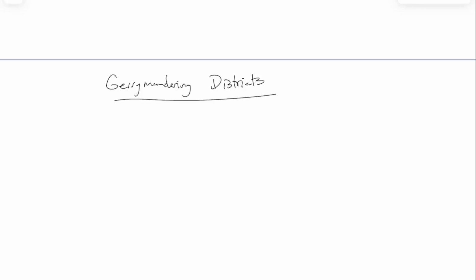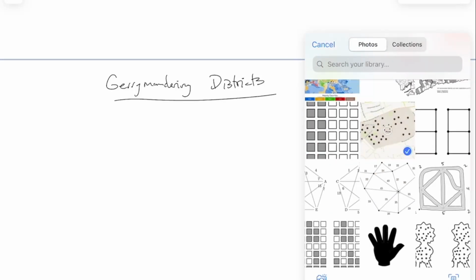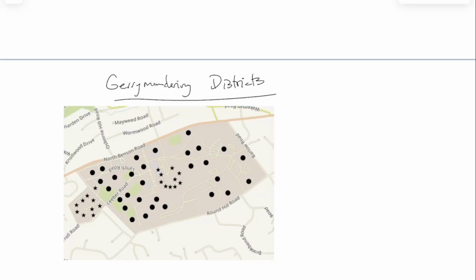I got pictures. What we have here is a map of our dear Fairfield University campus, on which I have put some little symbols. Okay, so here is a map of the campus.